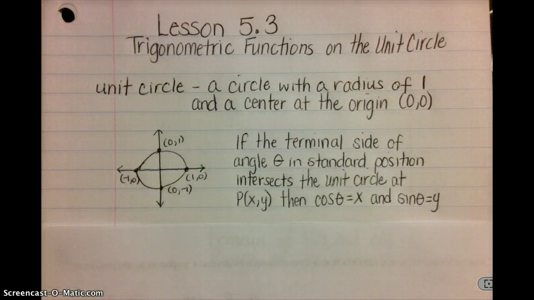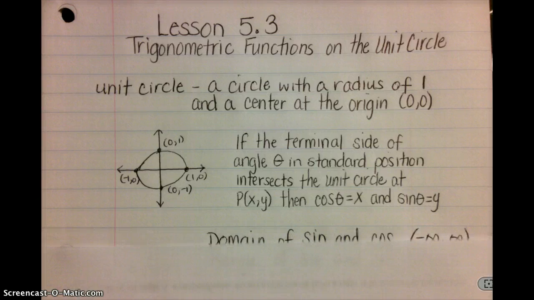So here's a picture of a unit circle, and it shows that you have a radius of 1 because all of the points on the axis are 1 unit from the origin. If the terminal side of the angle in standard position intersects the unit circle at a point P, which is going to have the coordinates (x, y), then cosine of theta is equal to x and sine of theta is equal to y.